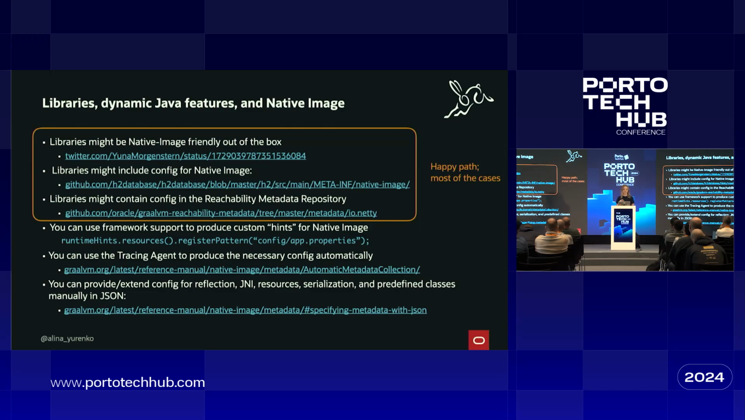Let's say maybe you have some internal library at a company, you need to use that library, and it's not compatible with native image, and it's obviously not available on GitHub because it's your internal library. What to do in that case?